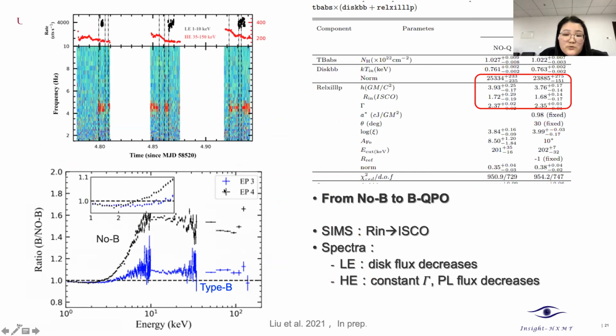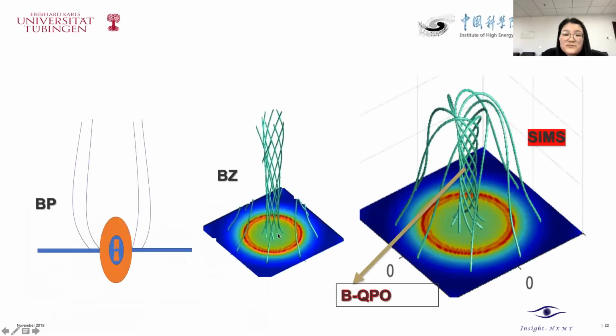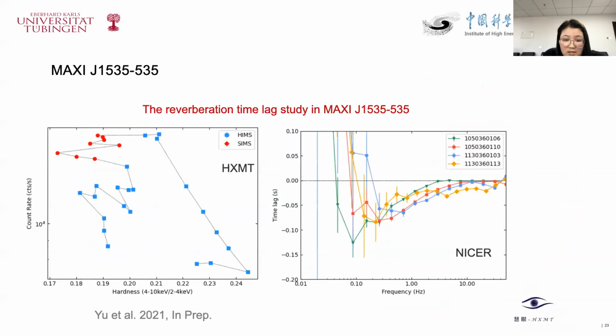When you compare the spectrum, you will see both the disk flux and the power flux change. Disk flux decreases, also the power flux decreases. And in the 3D move close to the ISCO. The disappearance of the B QPOs can be explained by the accretion disk moving outwards and a distant incorrect magnetic lines, so that could have caused the disappearance of the QPOs.